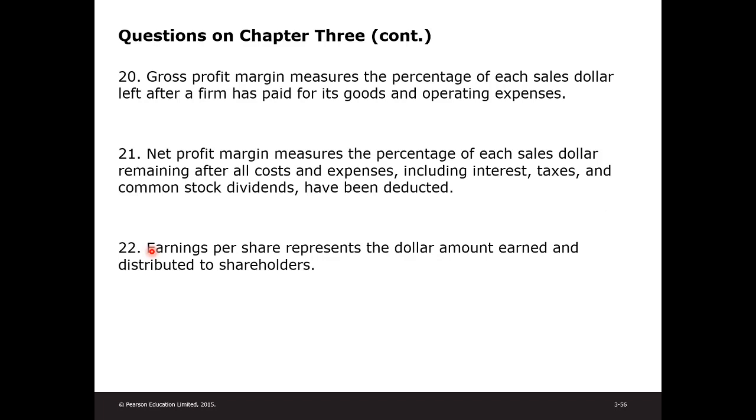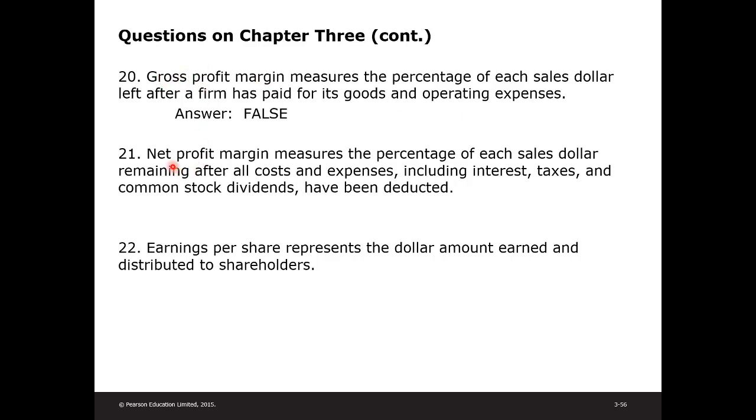Now we are going to solve some true and false questions. The first one, gross profit margin measures the percentage of each sales dollar left after the firm has paid its goods and operating expenses. This is false, of course, because for gross profit margin, we do not deduct operating expenses. When we deduct the cost of goods sold and the operating expenses, then we can calculate the operating profit margin, not the gross profit margin.